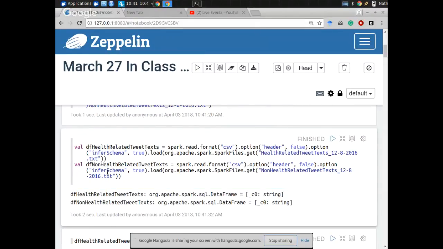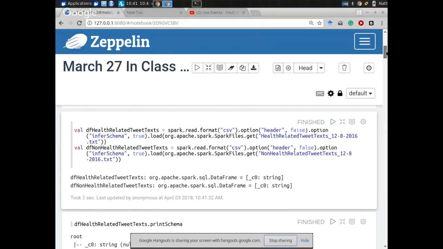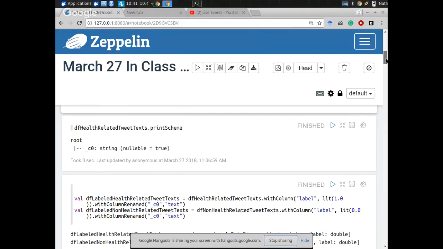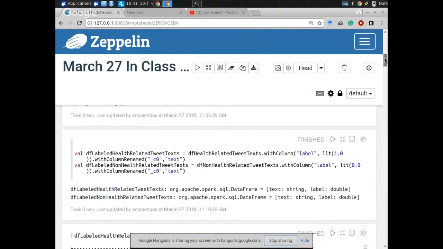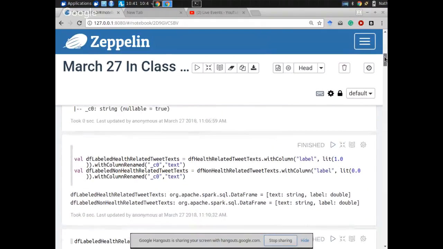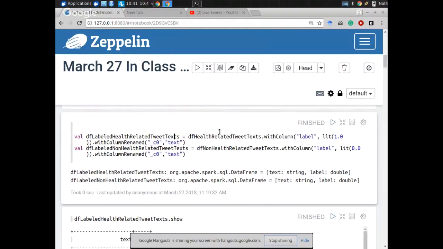I then loaded in two sets of tweets, some that are health related, some that are not health related. I noted that they only contain one column, this C0 column, which is for text. So I then added a label column. So for the health-related tweets, I added a label column, labeling one. That's the feature column. It indicates this is a health tweet. And for the others, I labeled it zero. I also did some renaming there.